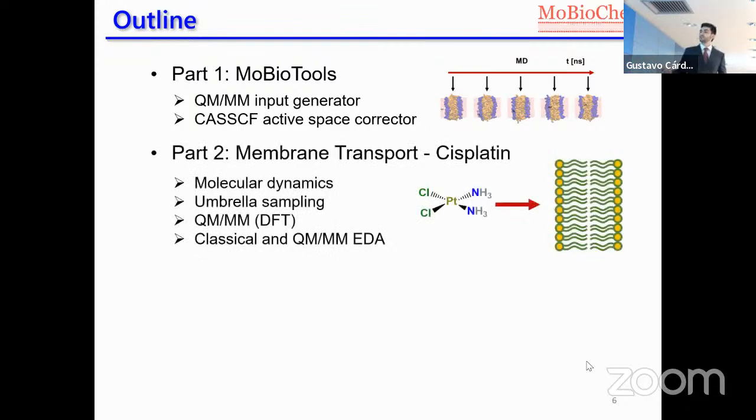So part two consists of the membrane transport of the cisplatin molecule. In this case, here are the methodologies that we used. We studied the permeation of this molecule into the lipid bilayer. I'm going to get into the details of some of these methodologies when we get to that part.